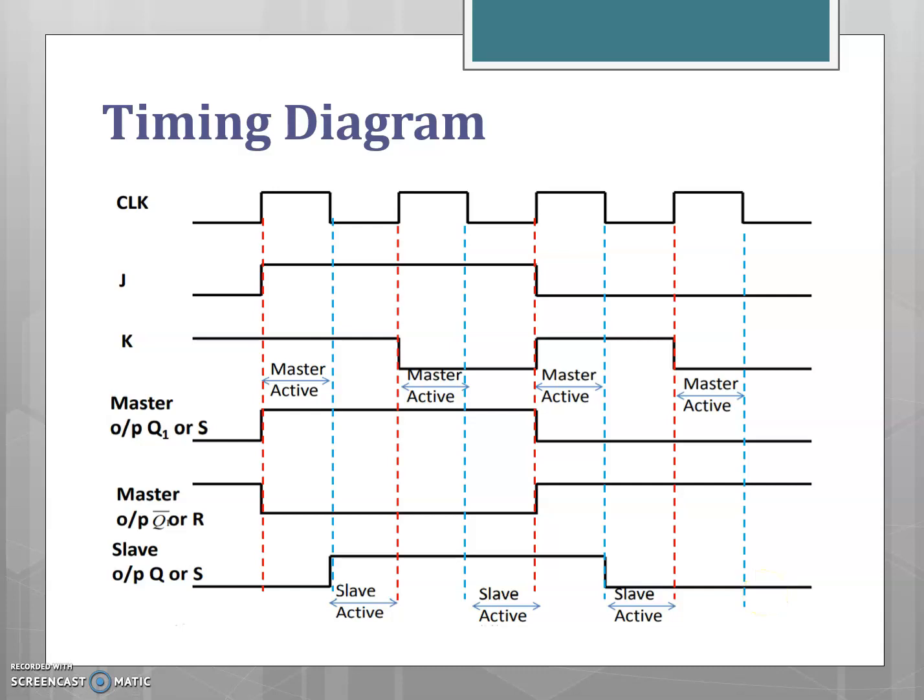So only one flip-flop will be active at a particular time. That is, when the clock is equal to high, the master is active and the input is transferred to the master. And when the clock is equal to 0, the slave will be active and from the master the data will be transferred to the output. Here there is no toggling and there is no race around condition.